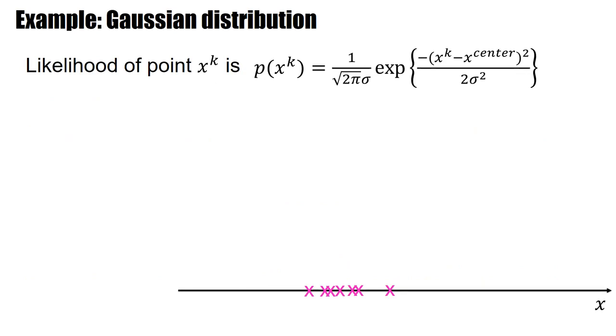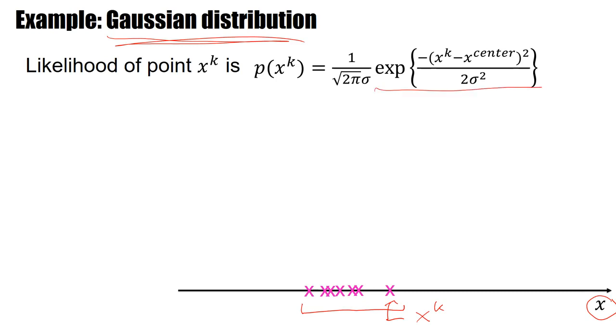Let's look at a little example. So I have a set of data points. It's one-dimensional data points that just depend on a position x. And now I make an assumption. I try to explain this set of data points by a Gaussian distribution. So this specific data point here, xk, would now depend on this distribution here.